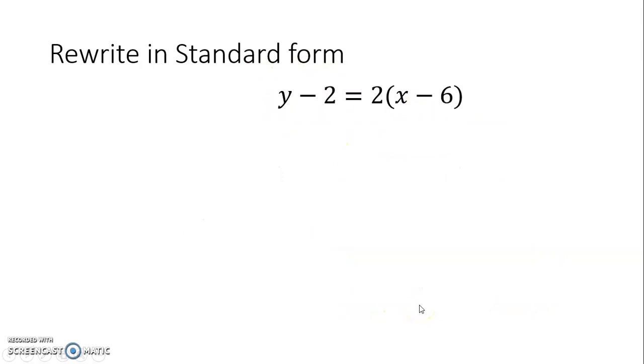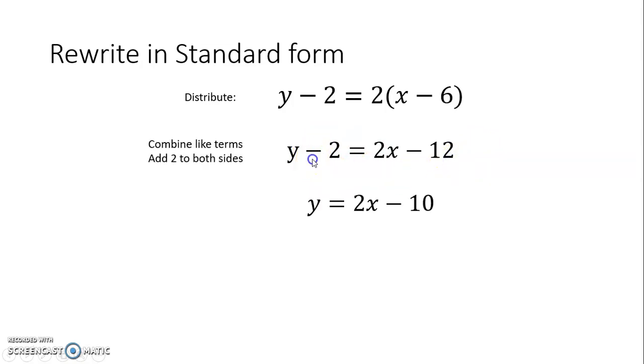Okay. Let's do another quick example. It's going to be very similar with one minor change. See if you can do it. All right, so first we're going to distribute. So we get 2x minus 12, just like before. Now we combine like terms, just like before. So moving this negative 2 over with the negative 12. So add 2 to both sides. So we add 2, negative 12 plus 2, that's negative 10.